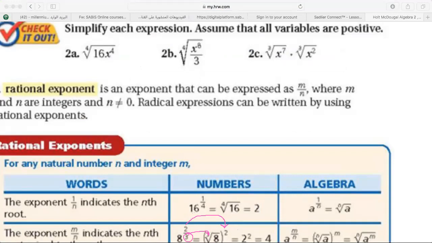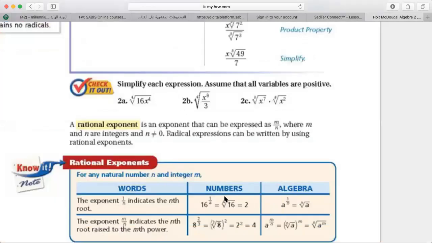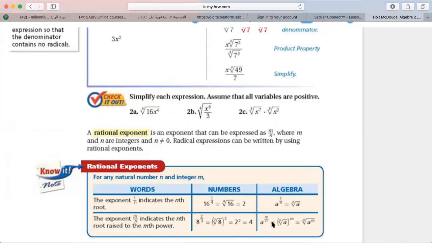So the cube root of 8 is 2, all to the power 2. 2 to the power 2 is 4. So it is 4. So let's read the rule. a to the m over n is equal to the nth root of a, all raised to the power m.